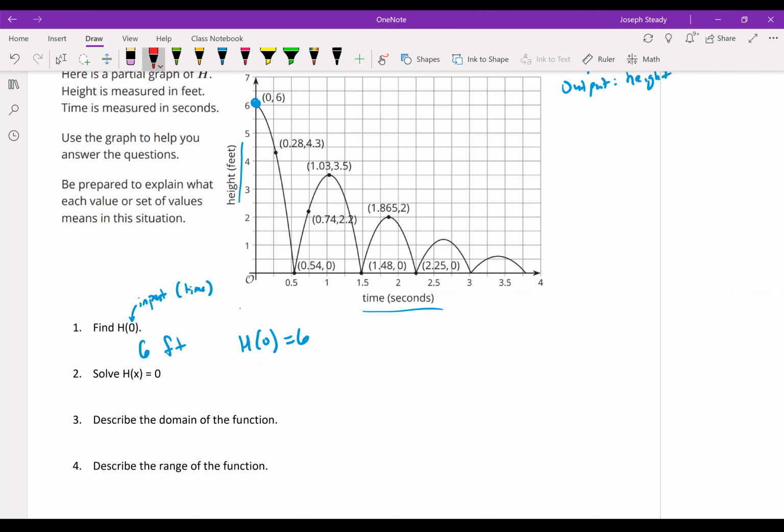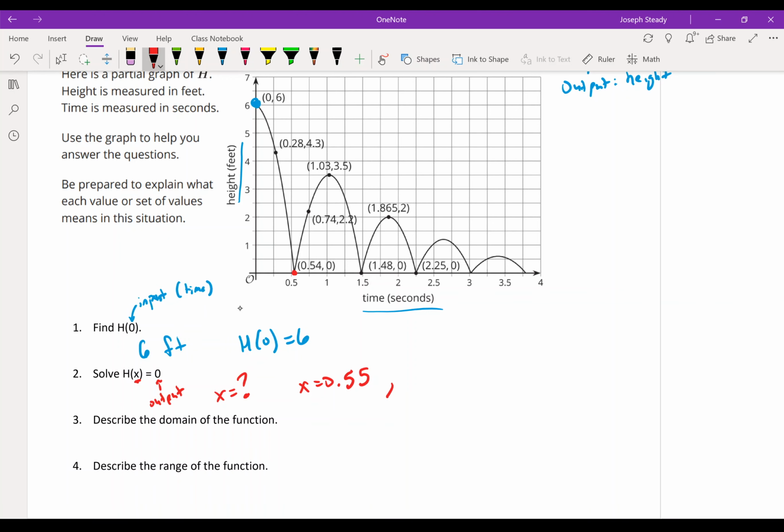The next problem now asks us to solve h of x equals 0. Well, in this problem now, that's our output. And we want to find what is our input. What does x equal? That's the question. Well, I can look at the graph again, and now I want to find when is the height 0. Well, the height's 0 right there, which looks like about 0.5. I'm going to estimate that is about 0.55.